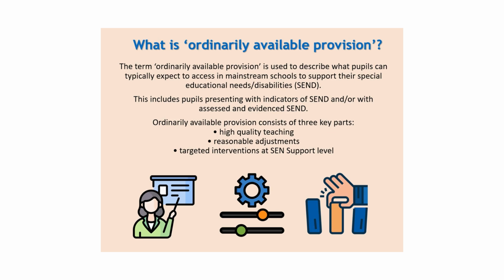Ordinarily available provision consists of three key parts: high-quality teaching, reasonable adjustments, and targeted interventions at SEN support level.